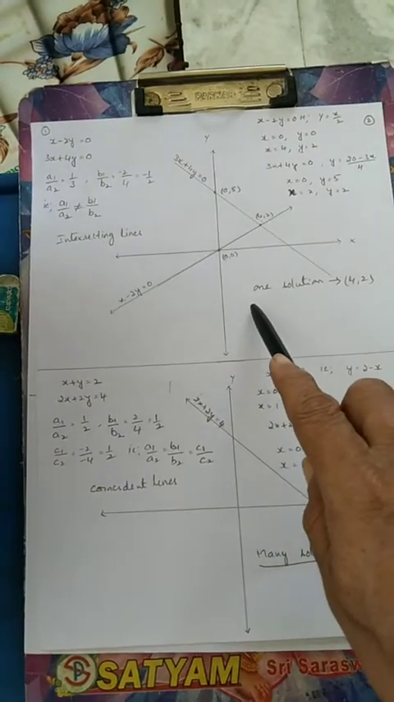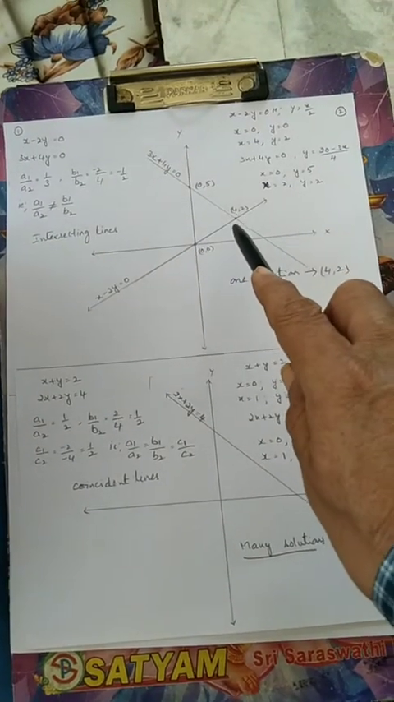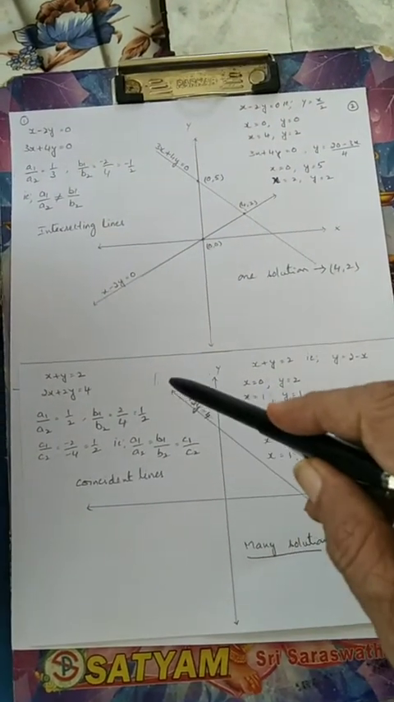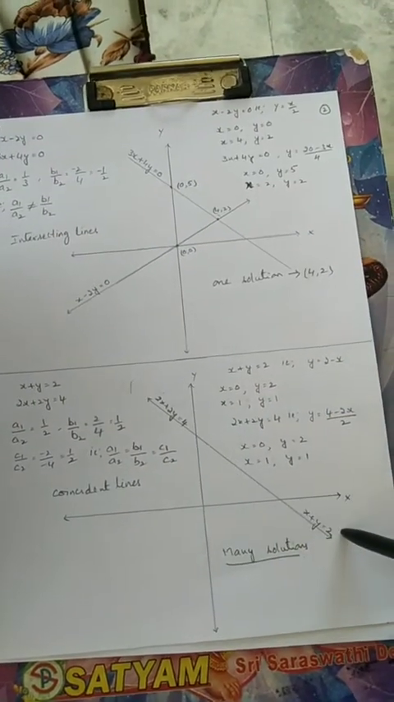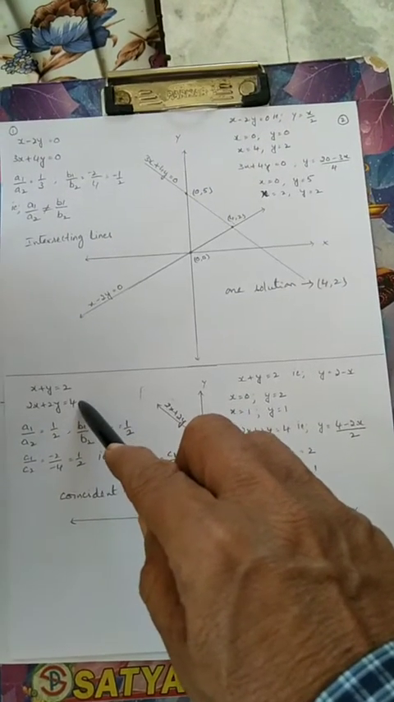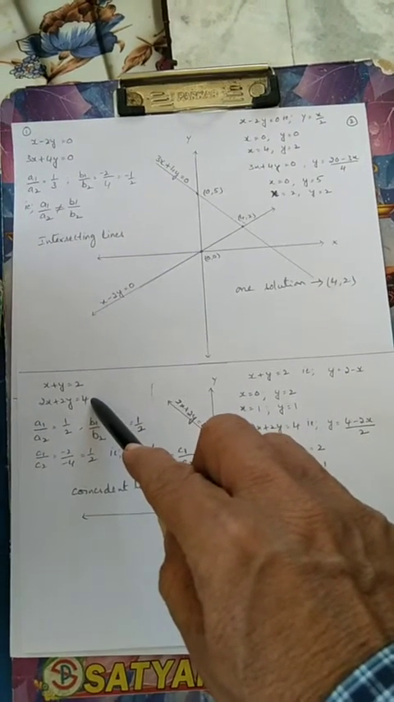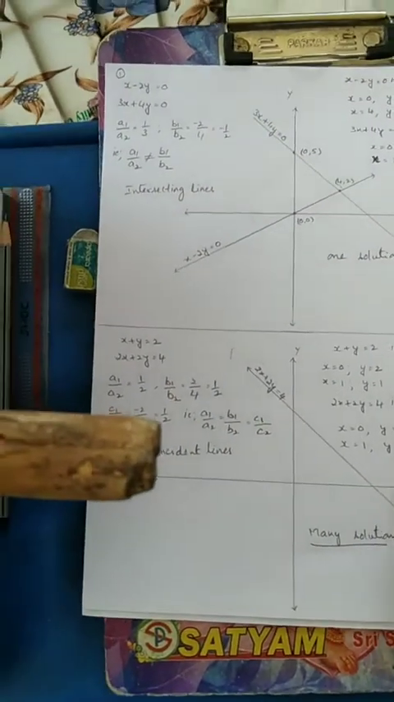For intersecting lines we have only one solution. What is that one solution? This is at 4, 2, and for coincident lines all the points which lie on this line are solutions for the given graph. That is x plus y is equal to 2 and 2x plus 2y is equal to 4. Now we see the next one.